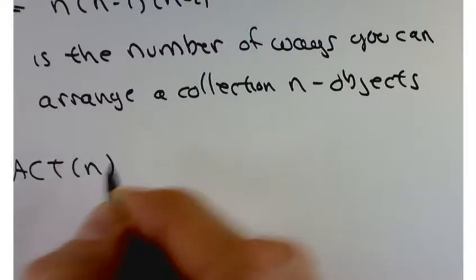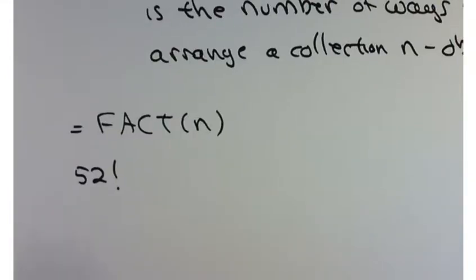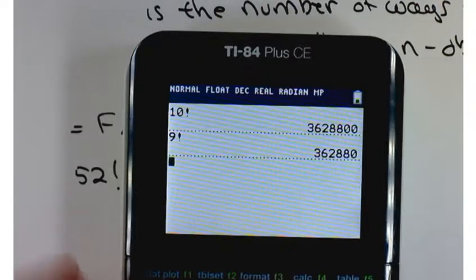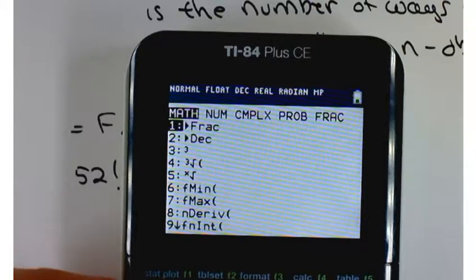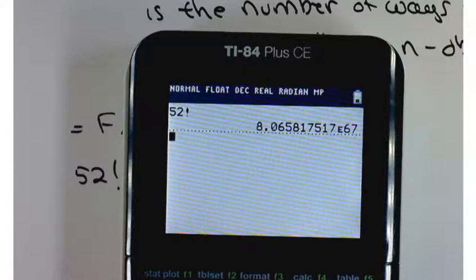Let's look at something a little bit bigger. 52 factorial. Where would the number 52 be familiar from? Deck of cards. So how many different ways are there that a deck of well-shuffled cards can be arranged? Well, a lot. A lot is a pretty good description here. 52 factorial, so go over to probability, 4th option down.